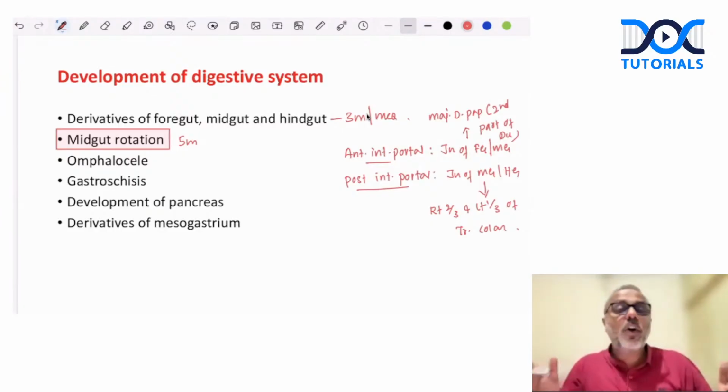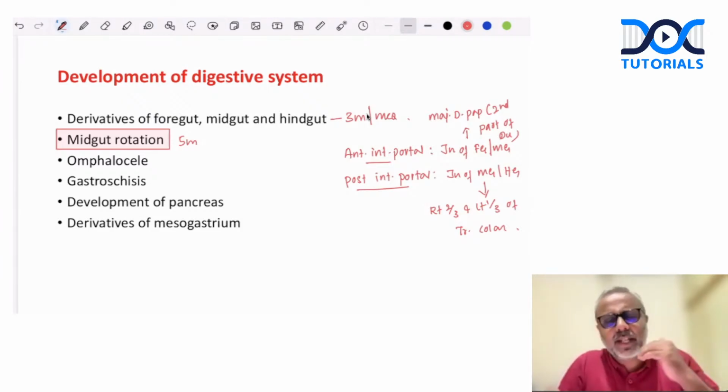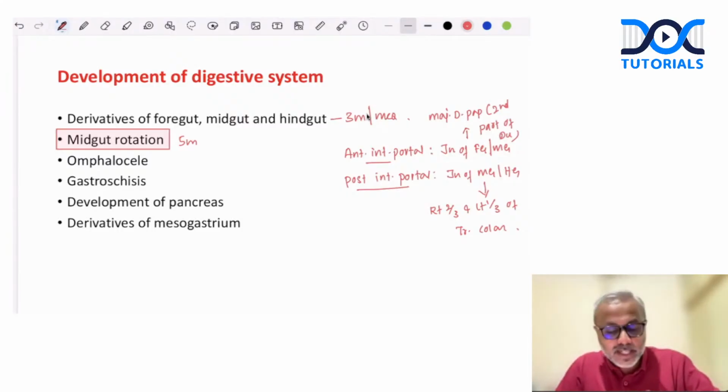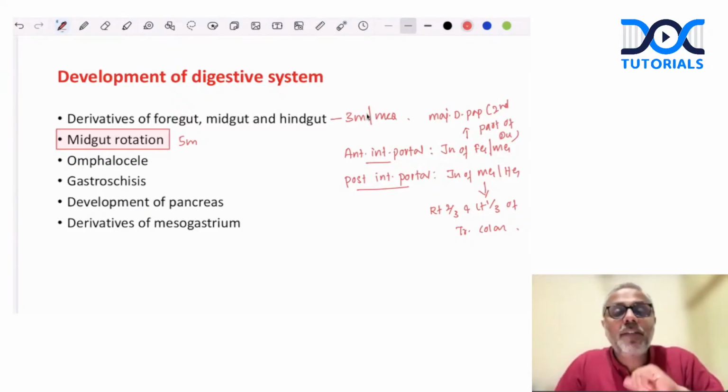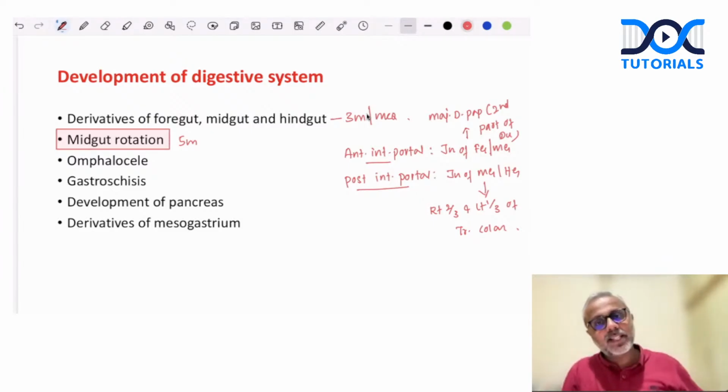So majority of the intestines, including duodenum, jejunum, ileum, cecum, appendix, then ascending colon, right 2/3 of the transverse colon, all of this, right? Majority of the intestine is supplied by the superior mesenteric artery, which is also called the artery of the midgut. Similarly, beyond the left 1/3 of the transverse colon till the anal canal, right? Above the pectinate line, we have the inferior mesenteric artery that supplies it, which is also called the artery of the hindgut.